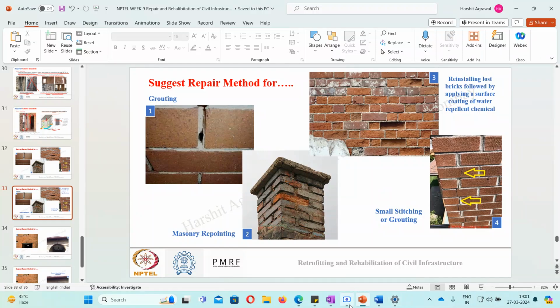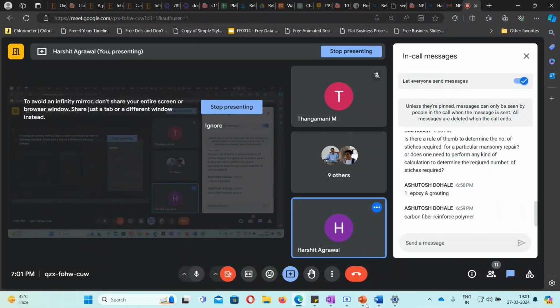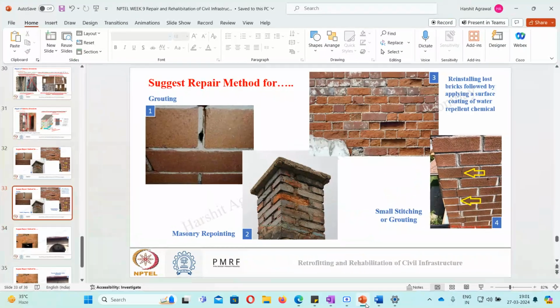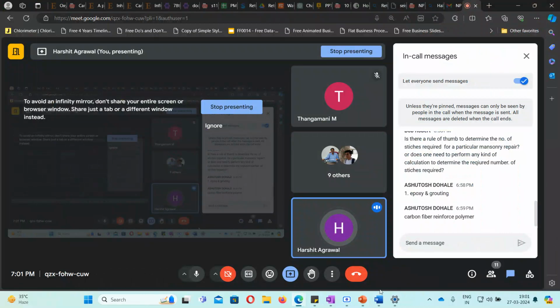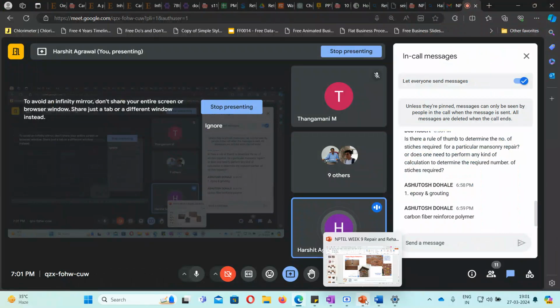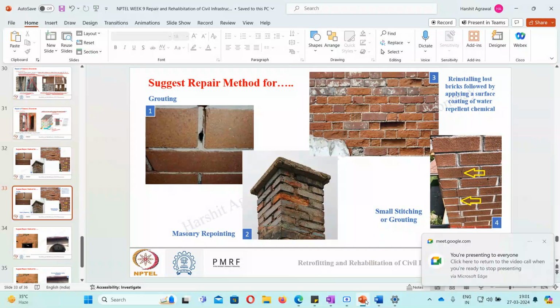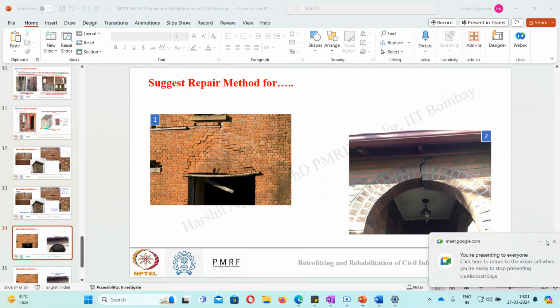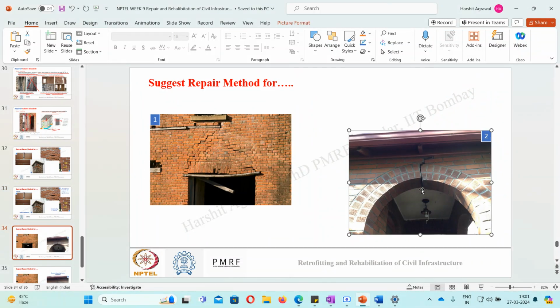Any doubts in these four types of repair? In the meantime, let's see two more cases. These are two more masonry structures which have undergone severe damage. So try to judge which type of repair we can use for these masonry structures also. And if you have any doubt in the first four images, you can ask them in the chat box.